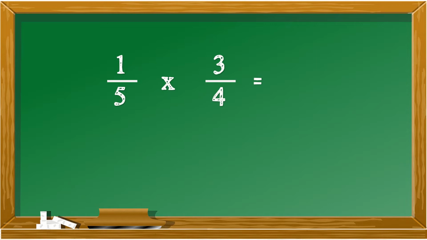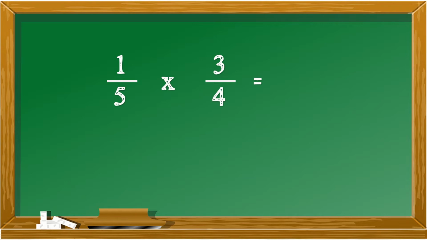Remember, in multiplication, the order of the factors can be changed without compromising the result or the product. So we can put 3/4 first or 1/5 first. It doesn't matter because the product will stay the same.